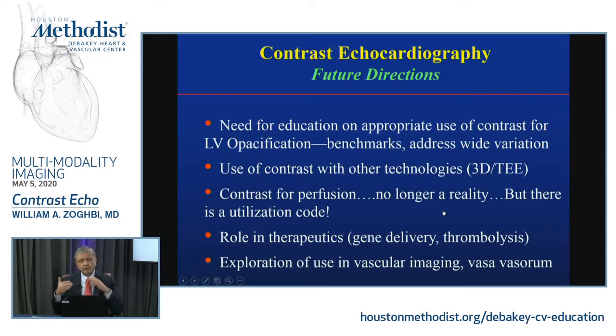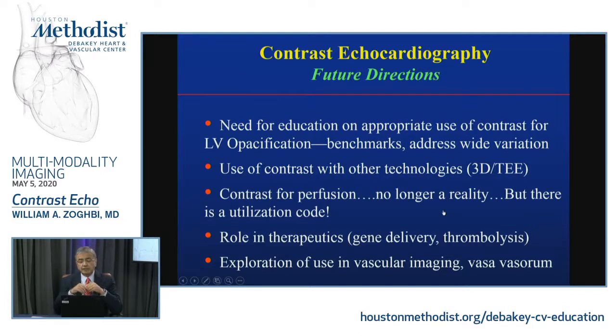For TEE, now that we have harmonic imaging, we could use that. Interestingly enough, for TEE the shadowing is obviously towards the ventricle, so you have to use that appropriately and understand how to use it. For perfusion, there is a utilization code. I don't know the latest on the utilization code, but to me, contrast for pure perfusion away from wall motion is not realistic. You have to couple it with wall motion, knowing that there are much more limitations in perfusion imaging as opposed to wall motion, although some experts would disagree with that, but that's my personal opinion.